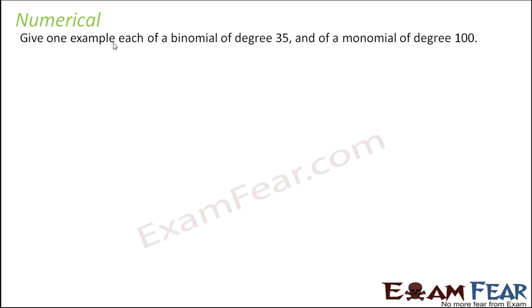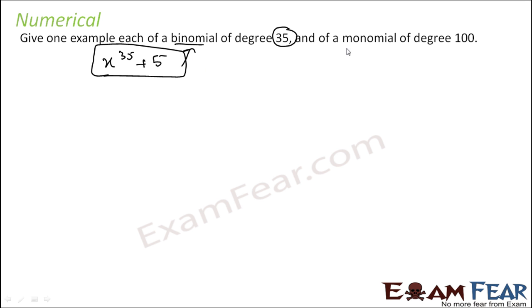Okay. Give one example each of a binomial of degree 35 and a monomial of degree 100. Binomial of degree 35, that means the highest power is 35. Binomial means 2 terms, so I can have another term as, let's suppose, 5. This is a binomial of degree 35. Next is a monomial of degree 100. So the maximum power is 100. It's a monomial, it will have only one term. So this is the example of a monomial of degree 100.